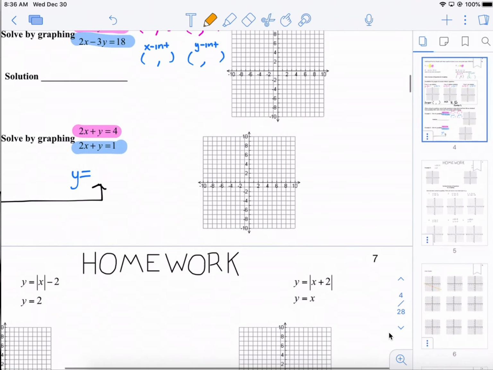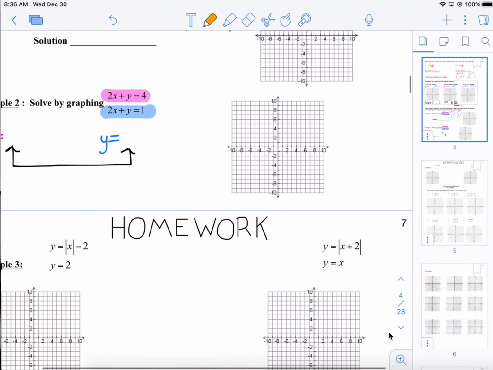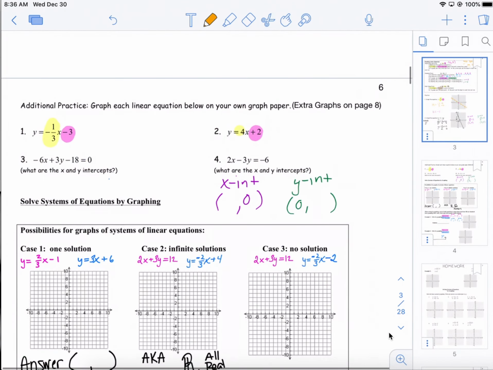Why don't you guys try to graph problems 2, 3, and 4? Pause your screen, try those, and then let's check them. No, like really pause it, try them, and then we'll check.